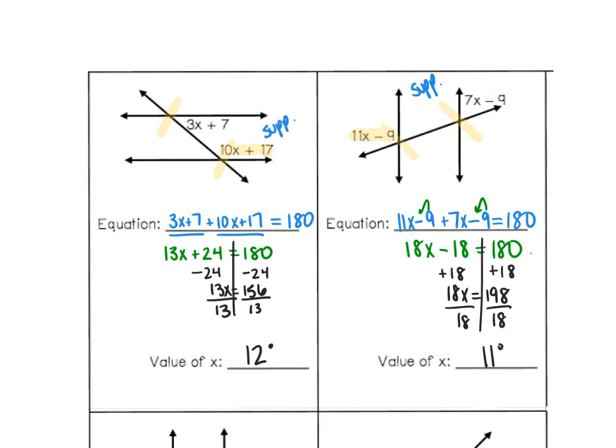So in both of these, when I did my color coding, I realized that they were not the same. So that means they're supplementary to each other. So what you had to do when you know that they're supplementary is add them together and give them a sum of 180. That's how you would set up your equation and then solve from there.